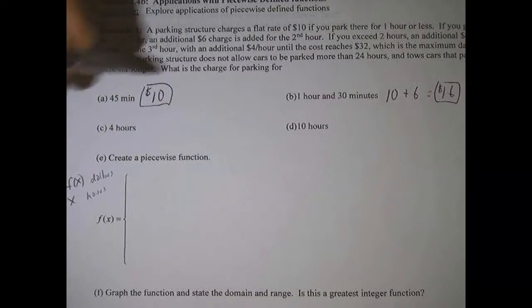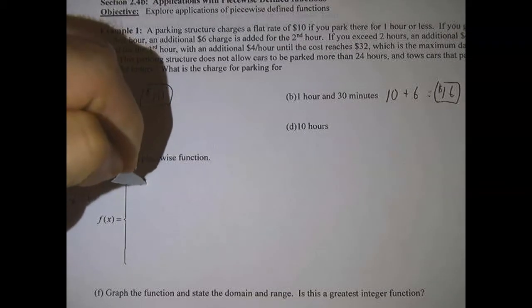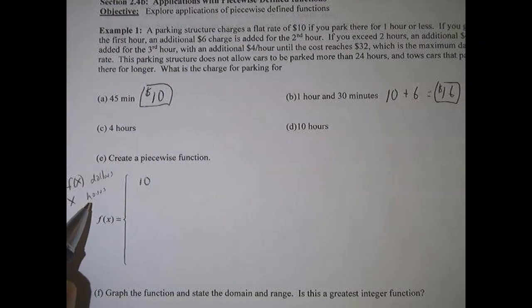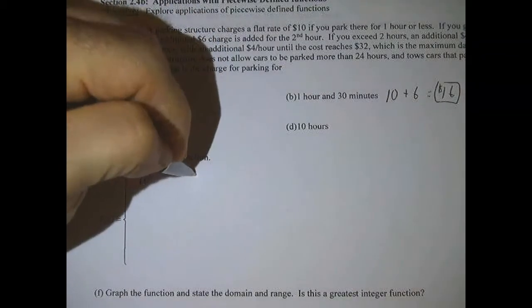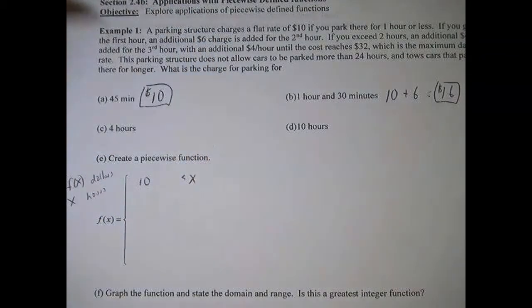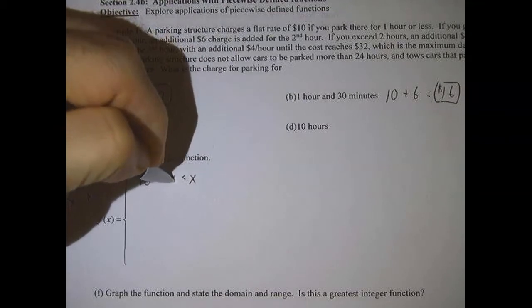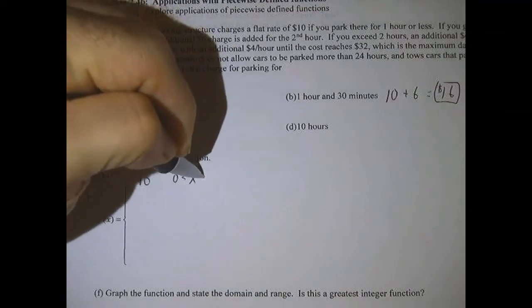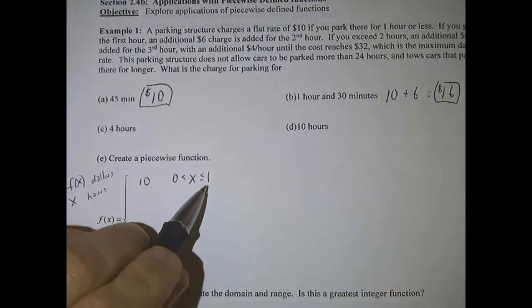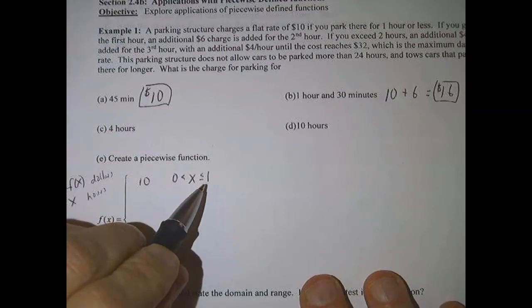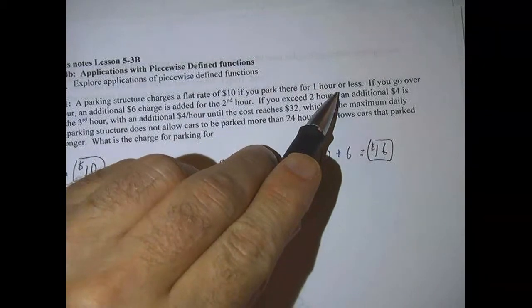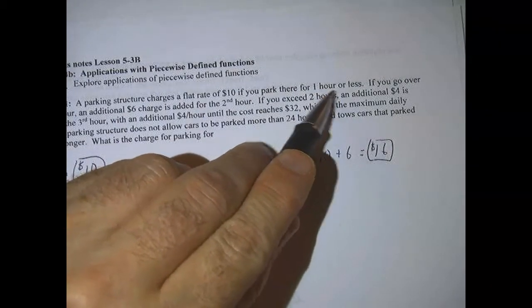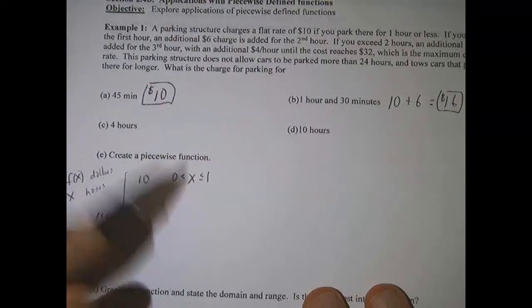So we're going to pay $10 whenever we're there between 0 and 1 hours. As soon as you enter, you pay the money, so as long as x is greater than 0. If you don't enter, you don't pay the money. And up to 1. I know that I'm including the 1 because it says right here, 1 hour or less. So it includes 1 hour and everything less than an hour. That's what I have here.